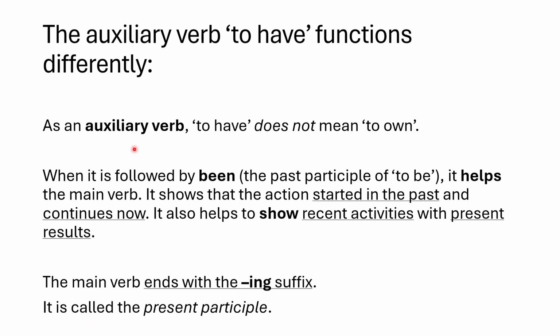As an auxiliary verb, to have does not mean to own. When it is followed by been, the past participle of to be, it helps the main verb. It shows that the action started in the past and continues now. It also helps to show recent activities with present results. The main verb ends with the ing suffix. It is called the present participle.